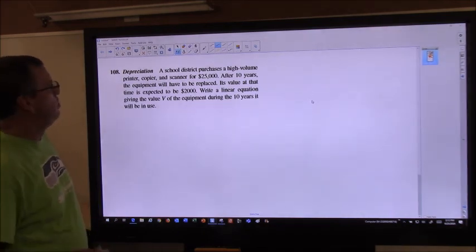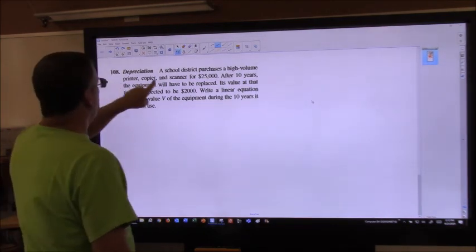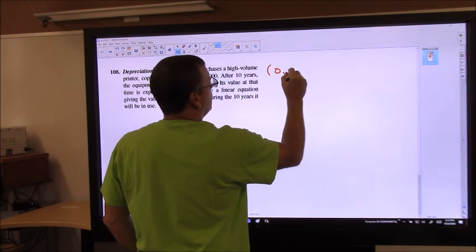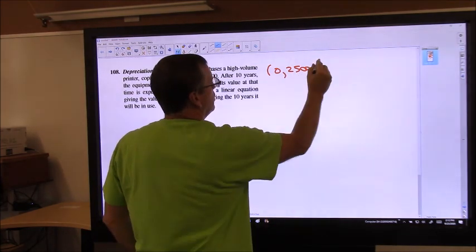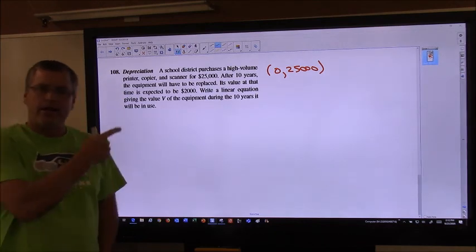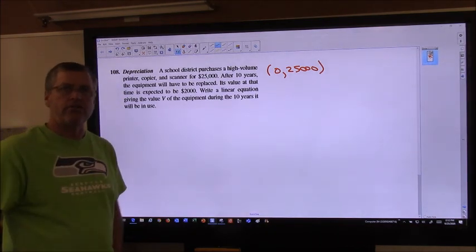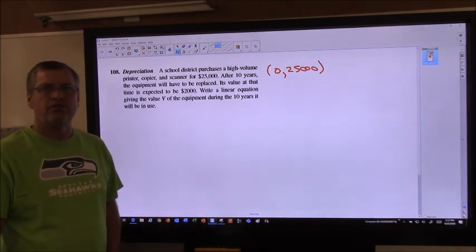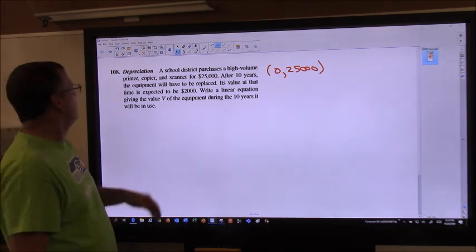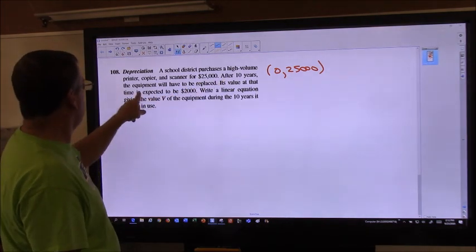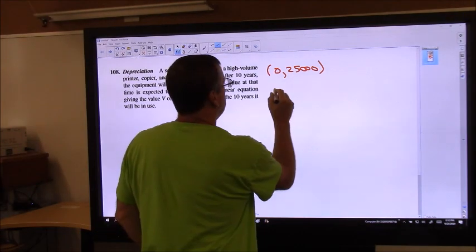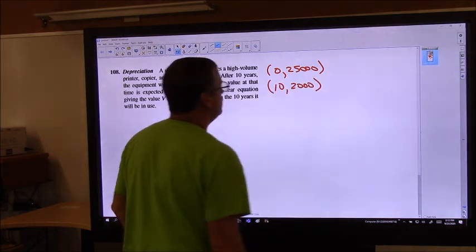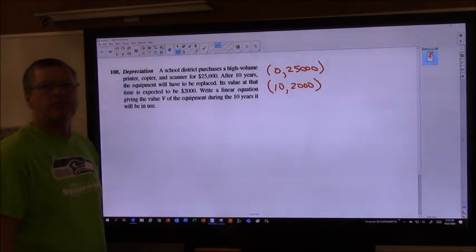All right, so my 2 data points. I know x always equals time. So what I'm going to say is, in the beginning, which would be year 0, this was worth $25,000. At that point right there, I already know my y-intercept, right? Because that point is on the y-axis. So that just made my job a little bit easier on this problem. My second data point is after 10 years, the equipment will be worth $2,000. So 10 comma $2,000. Wow, copy machines are not a good investment.